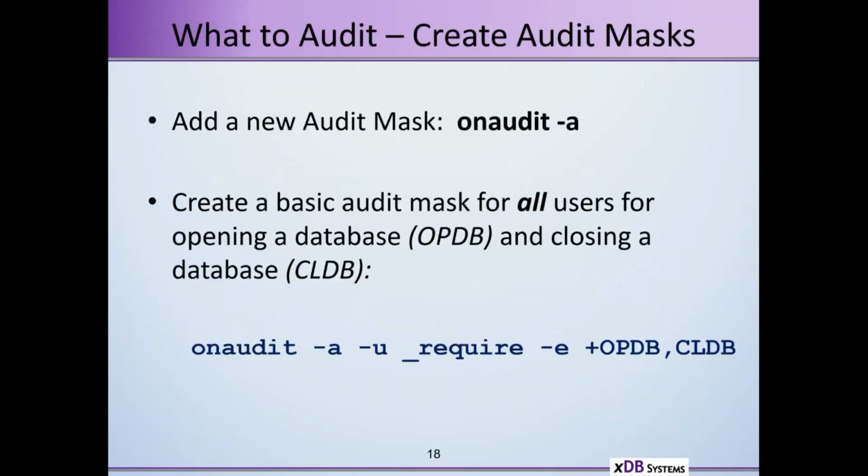So to add an audit mask, we use our onaudit command again, this time with -A for add. So here in this example, I'm creating a couple of basic audit events of open a database and close a database for the mask _require. So everybody, no matter who they are, if they open a database or close a database, will now automatically have an entry recorded in either our syslog or our auditing file.